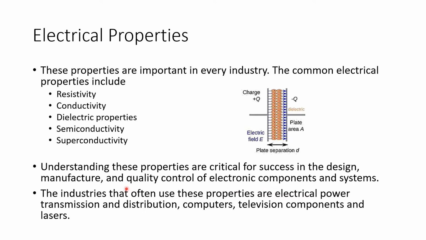They're very important for designing, manufacturing, and also quality control. What we're doing, we're always dealing with electronic components and systems. You can't run electronic systems or components, your computers, or many different electric devices at your house if you do not understand these properties. The industries that often use these properties are electrical power transmission, distribution, computers, your television components, and lasers. At home, there are a gazillion products using electric power.